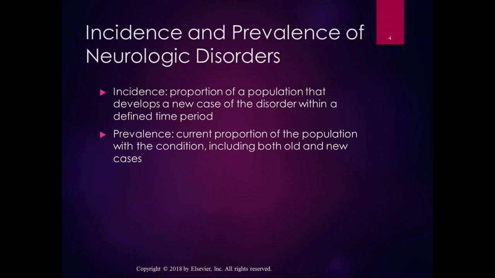Prevalence is the current proportion of the population with the condition, including both old and new cases. When you read the current literature on Parkinson's, they say about 1 million people in the United States have Parkinson's, and that is old cases and new cases. That's the prevalence of Parkinson's in the current population.